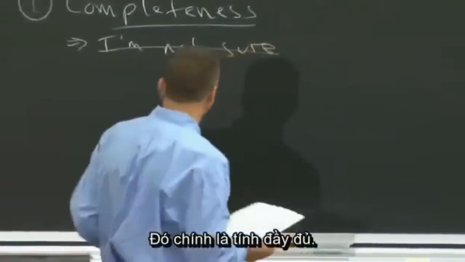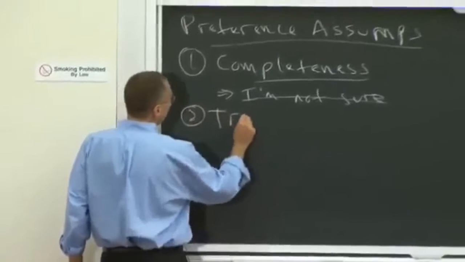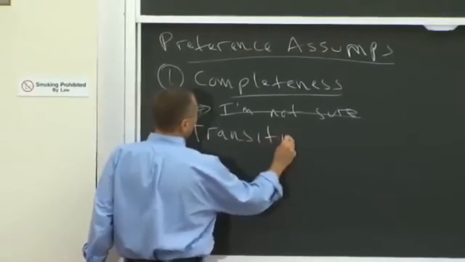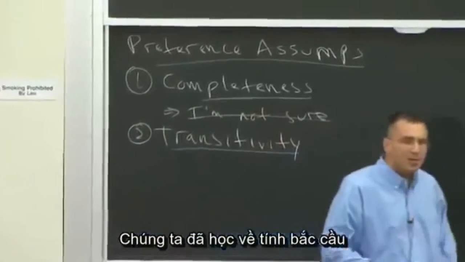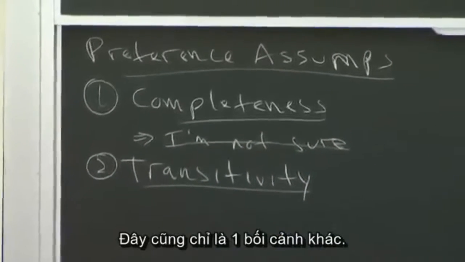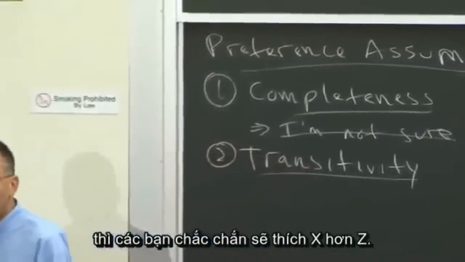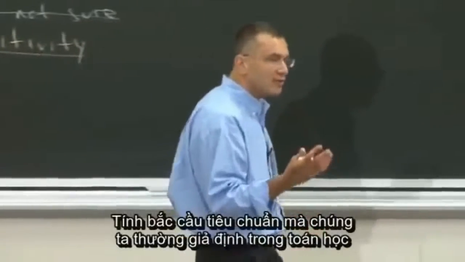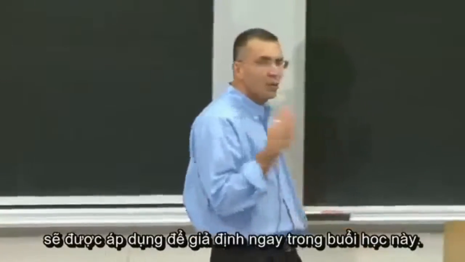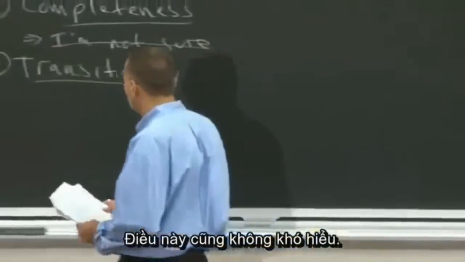That's completeness. The second is transitivity, which is something we've been learning since kindergarten, in all sorts of different contexts. That's just for X to Y and Y to Z, you've got to prefer X to Z. You should do transitivity in your sleep by now. So the standard transitivity we always assume in math class, we're going to assume here as well. That should be pretty non-controversial.